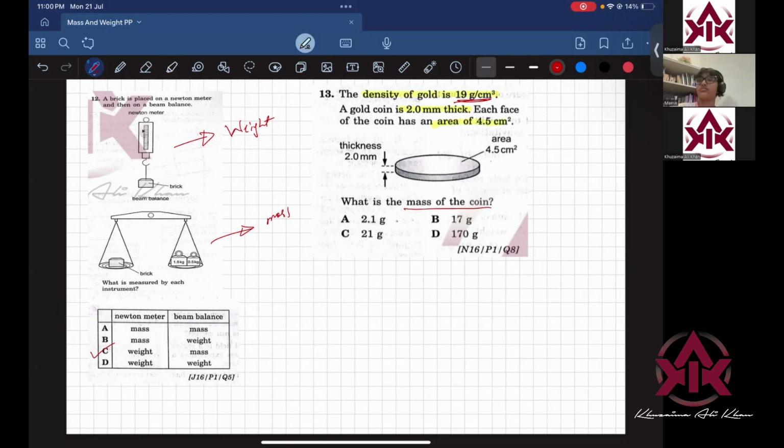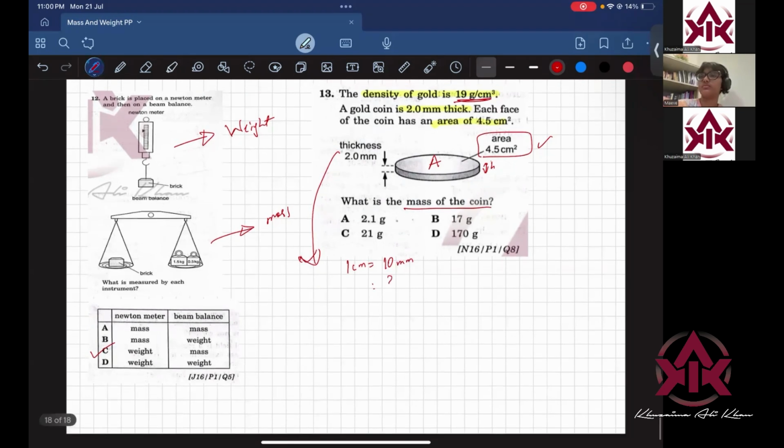So you can imagine that it's a cylinder over here. You're given the cross sectional area and you're given the height, right? So you're given the area in centimeter square. That is correct. You want to convert the height, that is the thickness, into centimeters here, right? So what is the relation between centimeters and millimeters? What is 1 centimeter? Yeah, it's 10 millimeter, right? So you can apply the ratio method to convert this into centimeters. So 2 millimeter is going to be x centimeter. So you can cross multiply. So your height in centimeter is coming out to be 0.2 centimeters, right?